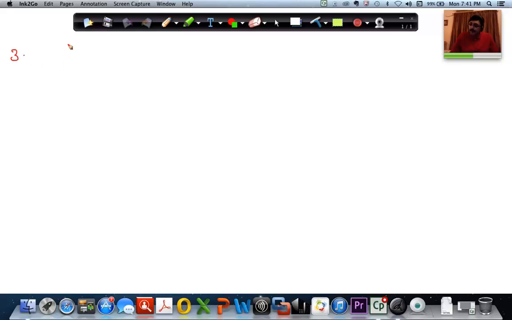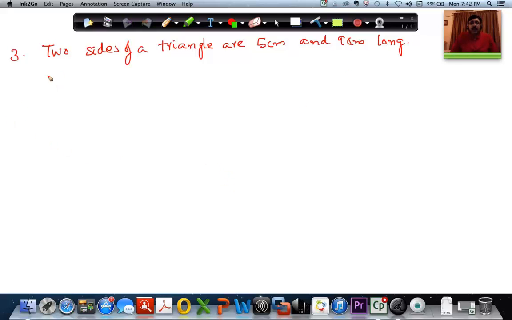Two sides of a triangle are 5 centimeter and 9 centimeter long. The question is, what can be the length of its third side? Interesting question. Again, I have to see that it is satisfying both the sum and difference rule.